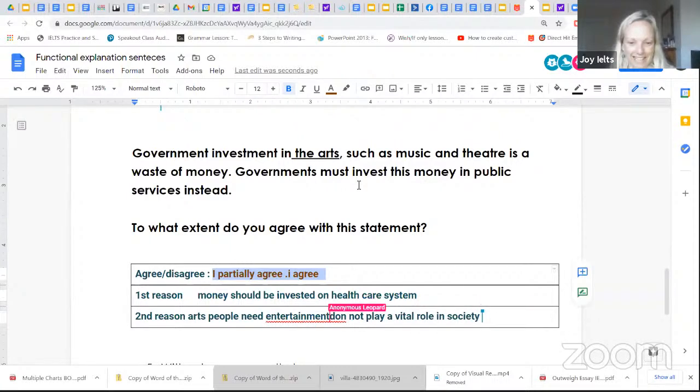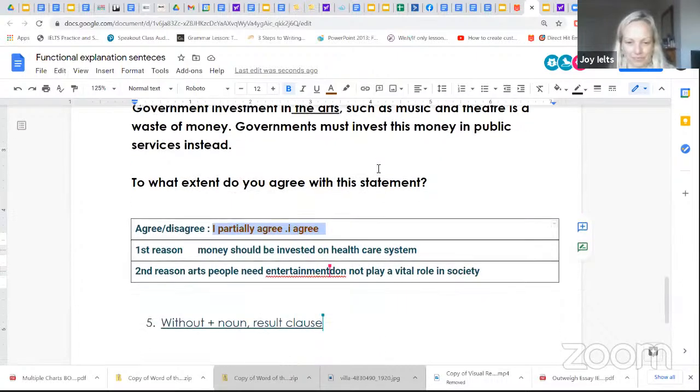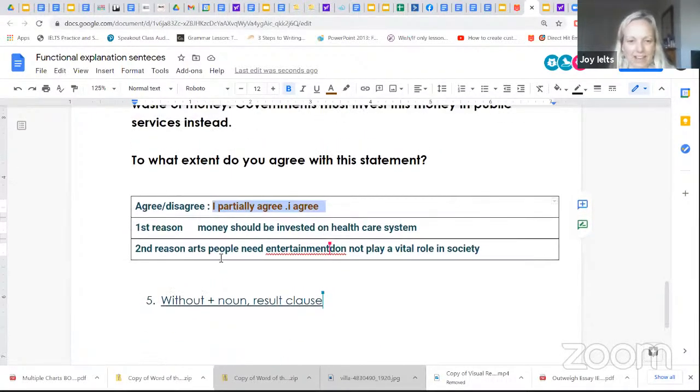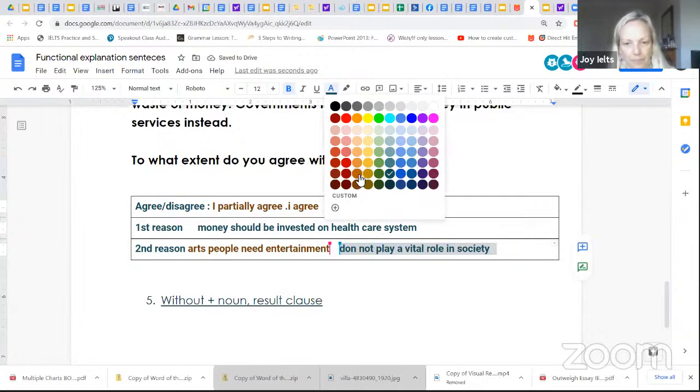Got 2 people writing in here. This is fun. Okay, so arts. So people need entertainment. This is one person's idea. Good. And then the second, we've got 2 people writing in this box. The second person is saying arts do not play a vital role in society.